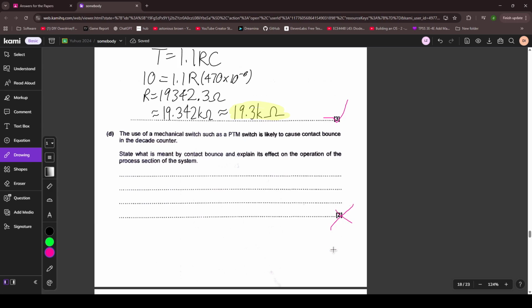Alright, so what is contact bounce? Can everyone right now pick up a pen or a stick? Are you at a table right now? If you're at a table, good, because I'm going to demonstrate what contact bounce is, right?